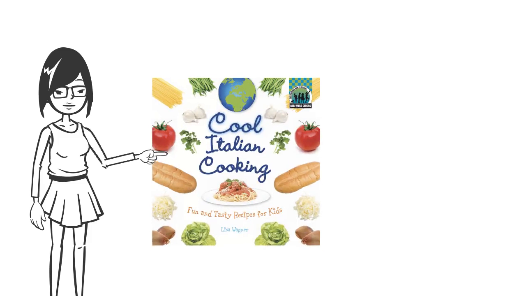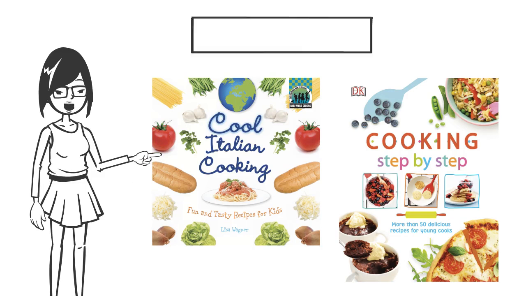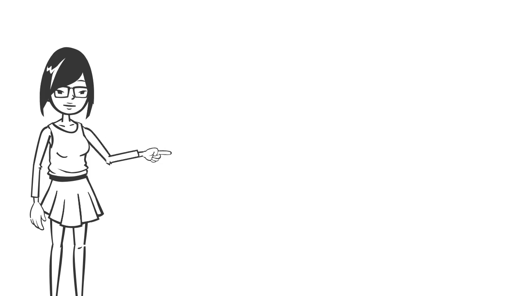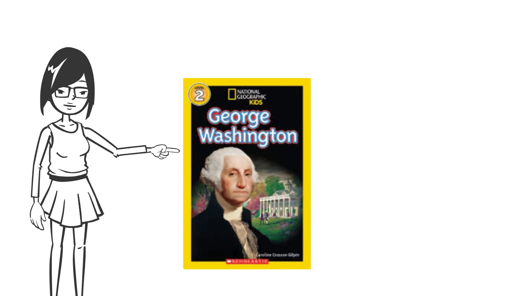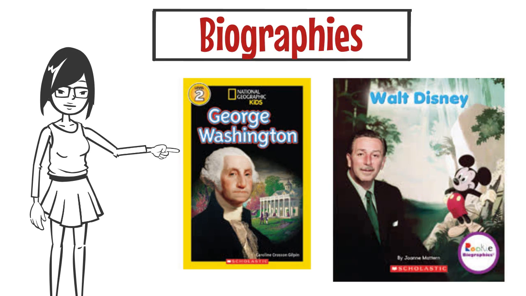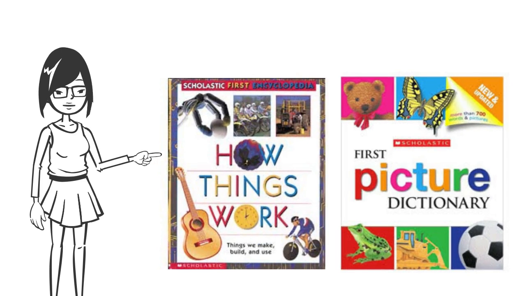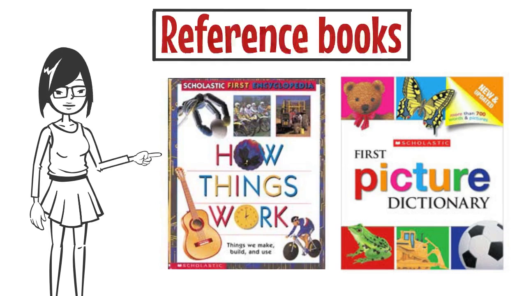How do we call this kind of books? They are cookbooks. How about these? They're not stories. They're books about some famous people who might have died. They are biographies. I'm sure you have read a lot of this kind of books, but do you know what they are called? They are reference books.